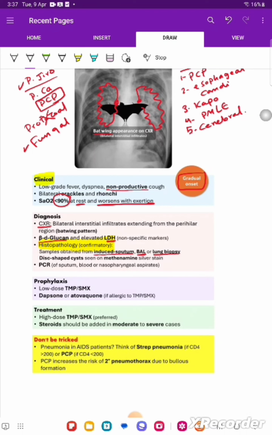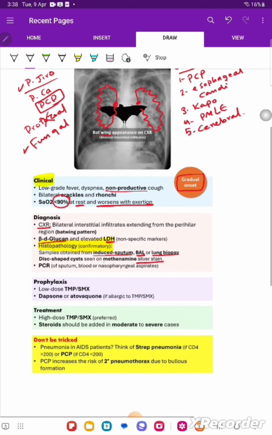So if we do histopathology in this induced sputum sample, what can we see? We can see disc-shaped cysts. This point is very important on methenamine silver stain. Silver stain is important also, because if you find in the exams that this organism causing pneumonia requires silver staining to be visualized, you should think of PCP pneumonia. Of course, there are many other types of stains, but this is a high-yield point.